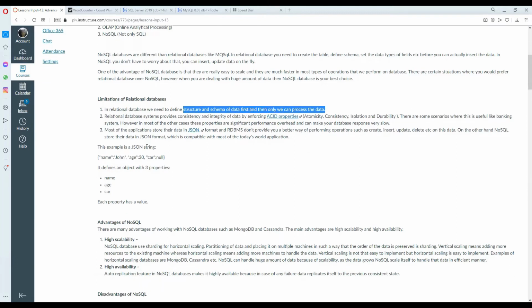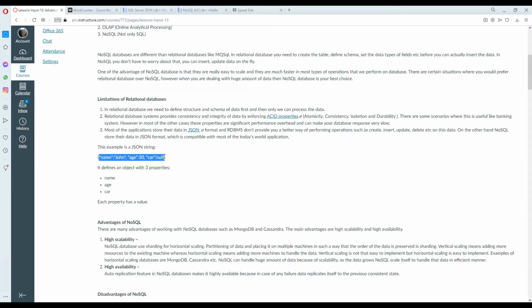So this is an example of a JSON string. Notice it is placed inside curly braces, and then we have a key, and then it is separated by a colon, and then we have a value. So notice this is a key, and then this is a value. It is similar to the concept of an array.